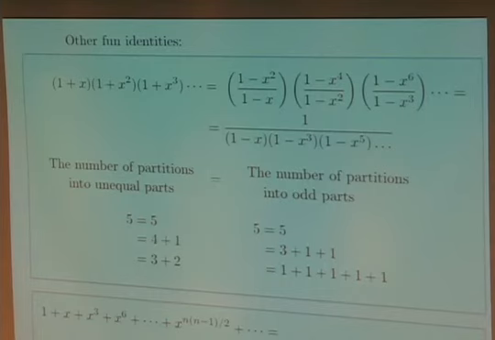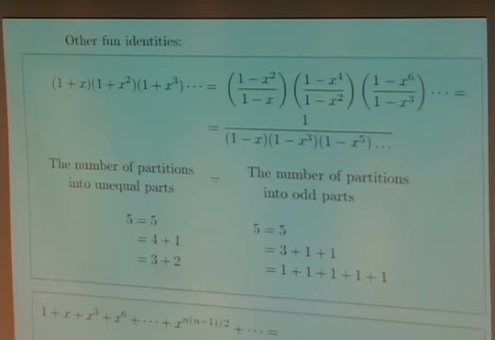On the right-hand side, if I write 1 plus x as 1 minus x squared over 1 minus x, 1 plus x squared as 1 minus x to the fourth over 1 minus x squared, and so on, then you see this 1 minus x squared here, I can cancel out the numerator and the denominator there. And the 1 minus x to the fourth, I can cancel out the term over here, and so on. So each factor in the numerator is going to cancel with one of the factors in the denominator, and you're left with only the odd factors in the denominator.